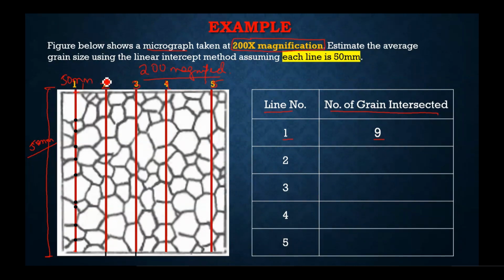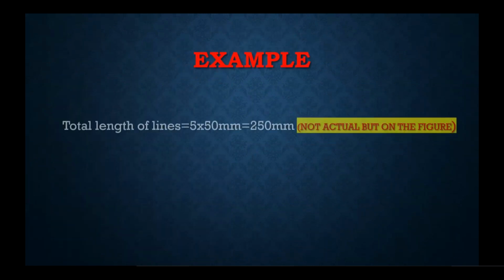Similarly, I'll find the intersections for the second, third, fourth, and fifth lines, and write down the values over here. Once I have found the intersections, I'll calculate the total length of the lines. There are 5 lines multiplied by 50, which gives you 250 millimeters. Remember, this is not the actual length of the line, but the total length of the line on the figure. Is this clear to you?